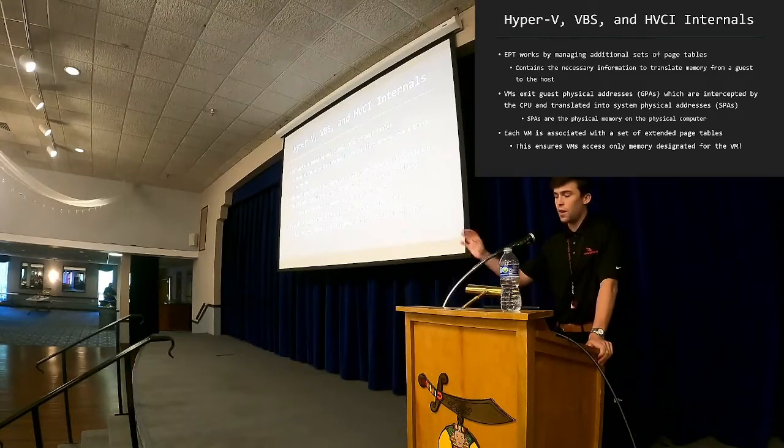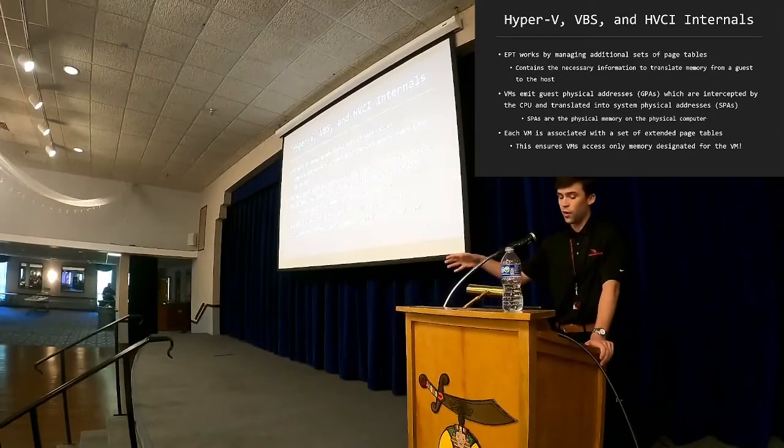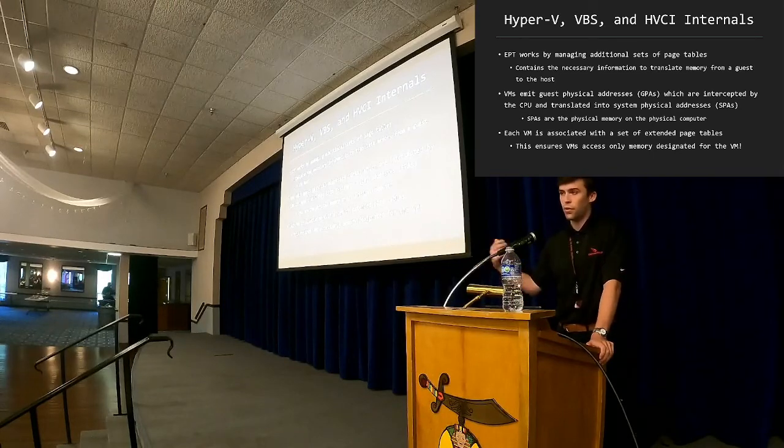So let's say VM1 goes to access 0x1000. The CPU knows, hey, I need to access the page tables from VM1 so that I know I can translate 0x1000 into the actual memory on the host OS. And the way this is done is VMs emit something called GPAs, or guest physical addresses. So the VMs just act on memory as if they're the only OS running, and then the CPU behind the scenes intercepts that and translates that into actual memory on the computer.